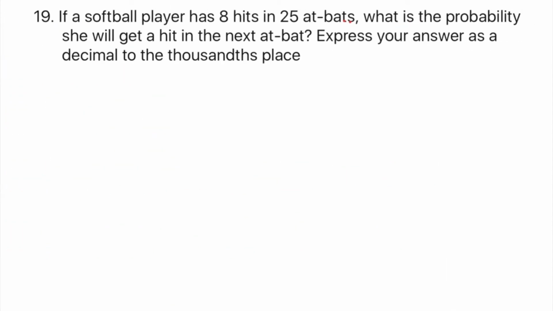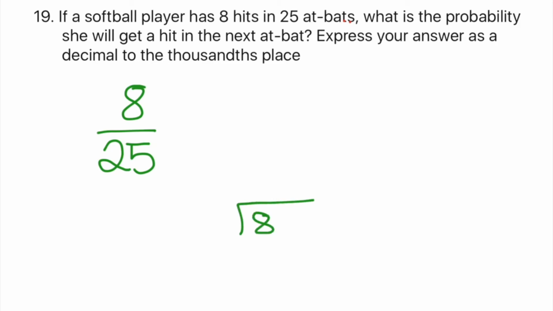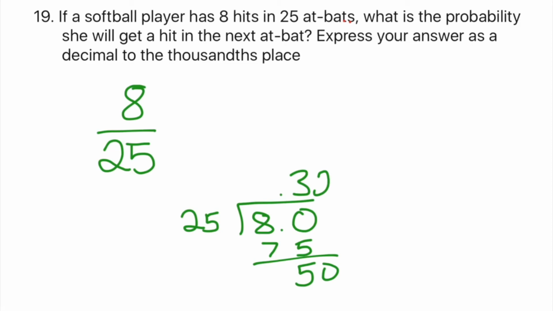19. If a softball player has 8 hits and 25 at-bats, what is the probability she will get a hit in the next at-bat? So she has 8 out of 25, so we're basically just figuring out the probability. Now, if I were to actually figure out 8 divided by 25, let's move up our decimal point, so that's 375. 25 goes into 52 times. And then that's 0.